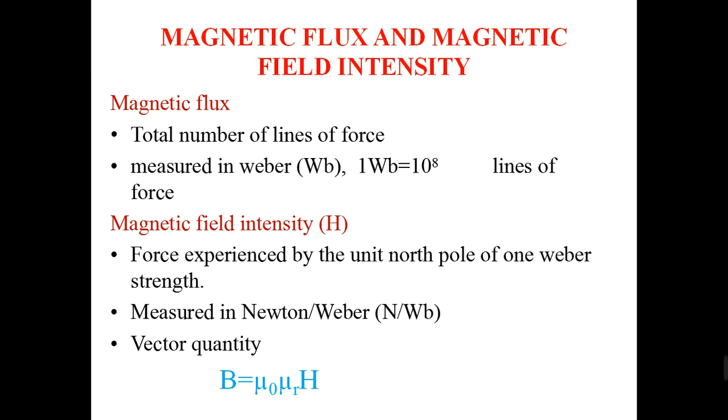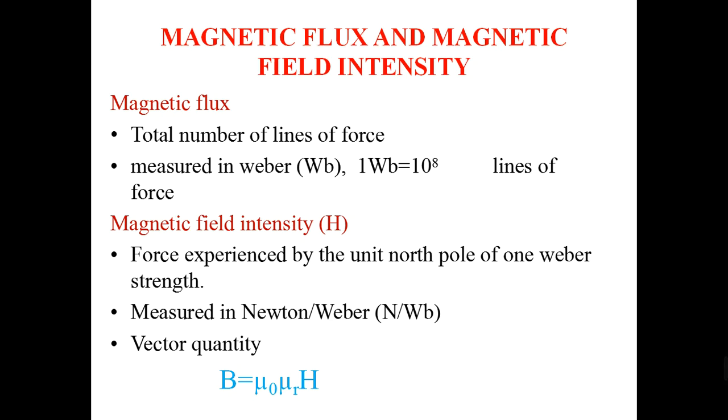So, magnetic flux and magnetic field intensity. Already you know that magnetic flux means the total number of lines of force. It is measured in Weber. Normally 1 Weber is equal to 10 to the power of 8 lines of force. So the number of lines of force should be somewhat high compared to the flux value.